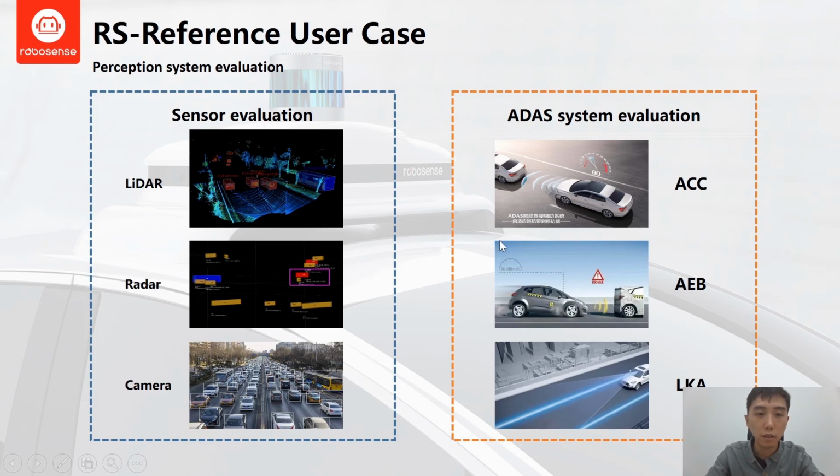So first, about the perception system evaluation. Here is a short conclusion. We can do the sensor evaluation. For LiDAR, radar, and camera, we can evaluate the performance of each sensor itself. Also, we can do some system evaluation. For example, for ADAS system evaluation, we can test ACC, AEB, LKA, all these functions.